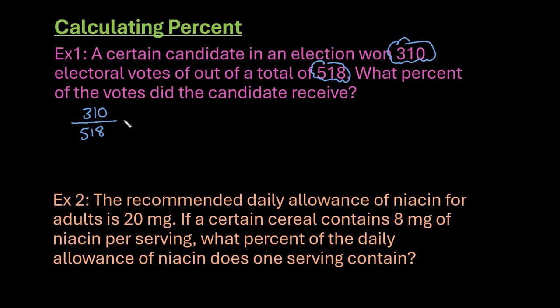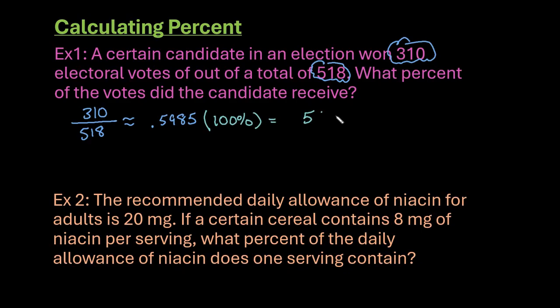So I would just simply plug into my calculator 310 divided by 518. And when I do that, I get approximately 0.5985. And then this is going to be the decimal form. From there, we do need to convert it into a percent. So I would multiply by 100%.